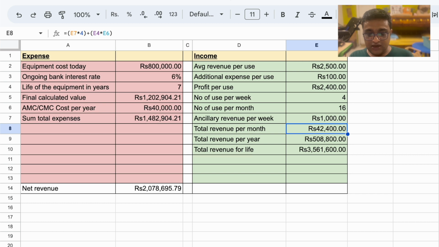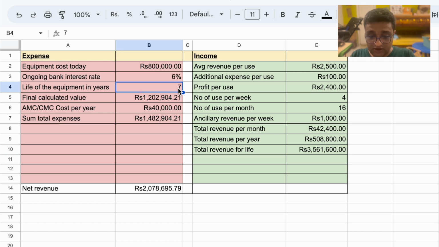That gives a total revenue per month of 42,400 and yearly revenue of 5 lakhs. That gives you a total revenue for life of 35 lakhs 61,600. Now consider the fact that the charge for YAG laser here is placed at 2,500. Just see, a lot of hospitals charge 1,500. Now let's see what happens. With 2,500 we are at a net profit of 2 lakh rupees at the end of 7 years.